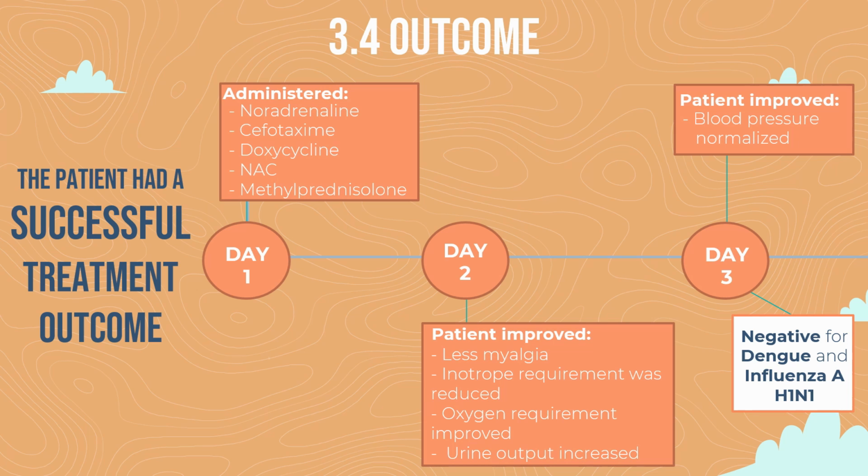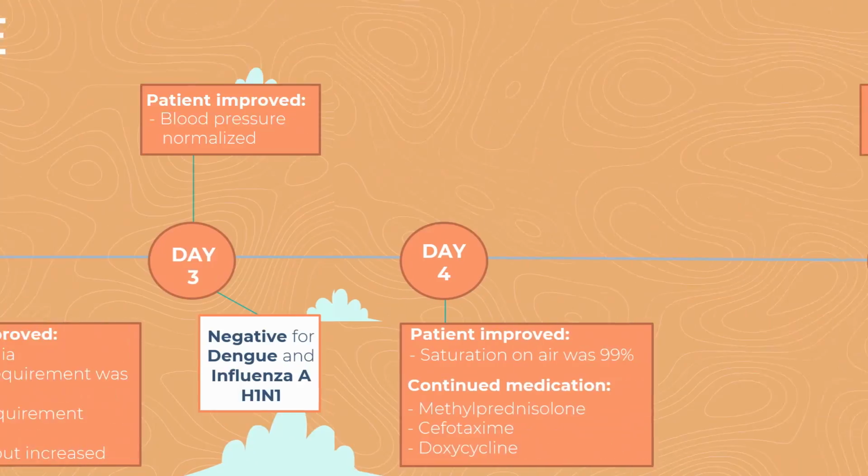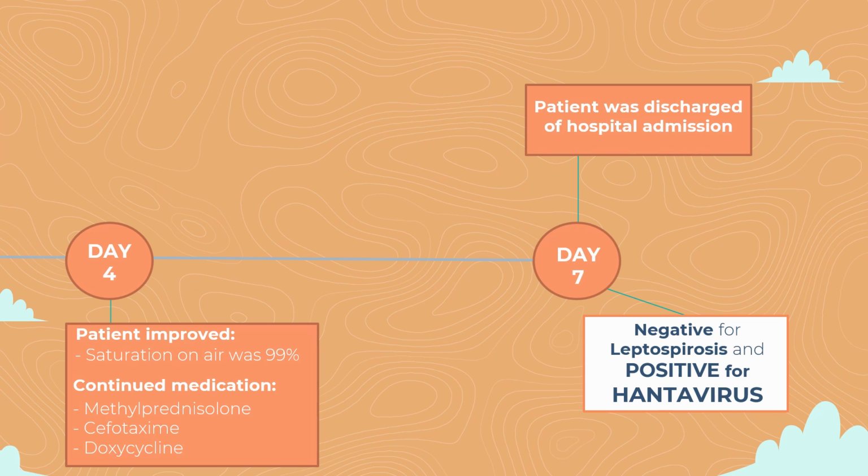The patient was tested for dengue on day 3 of fever, and the resulting NS1 antigen test was negative. Throat and nasal swabs were also negative for influenza A viral RNA. On day 4, his saturation on air was 99%. Over the subsequent 5 days, his clinical condition gradually improved.